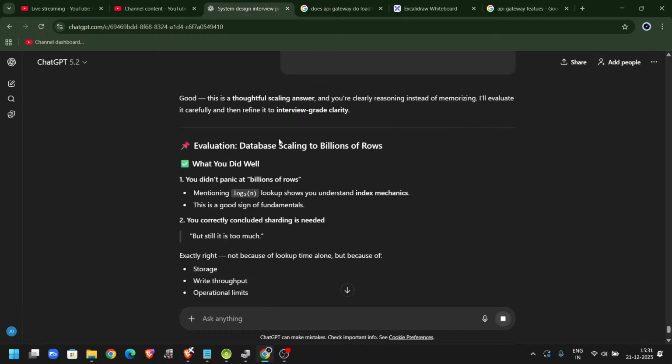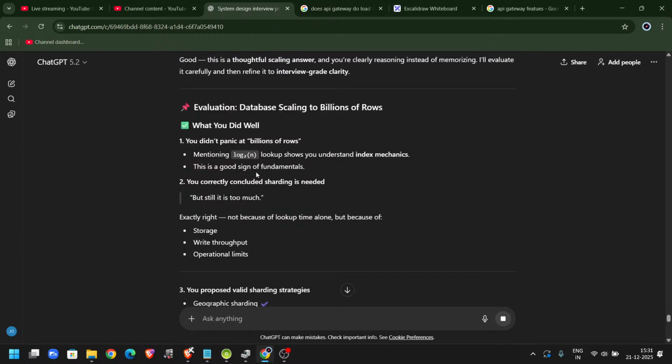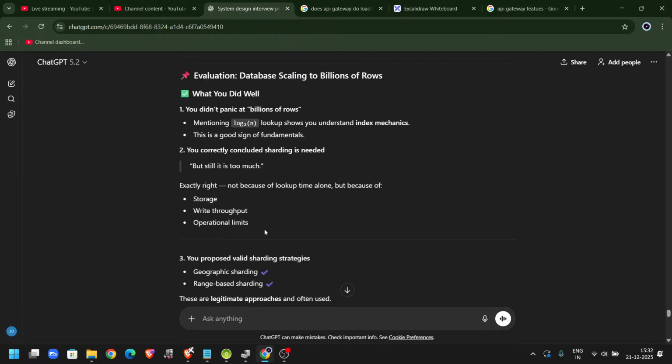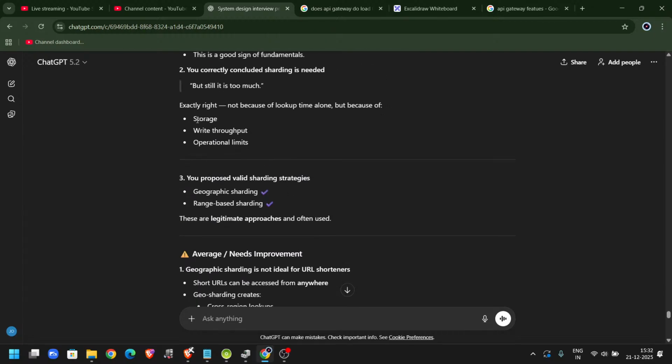This is a thoughtful scaling answer, and you are clearly reasoning instead of memorizing. You did not panic at billions of rows. Mentioning log n lookup shows you understand the index mechanics. It is a good sign of fundamentals, but it is not enough. Not because of lookup time alone, but because of storage, throughput, operational limits. Yes, I should have mentioned this. I didn't know about storage, but storage will also be very high.